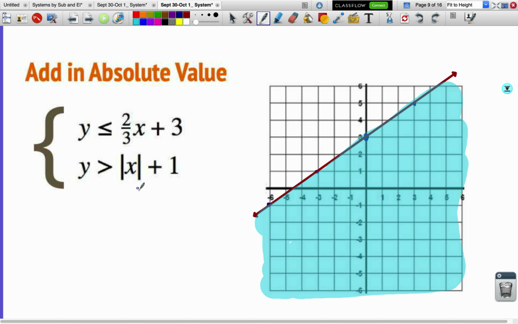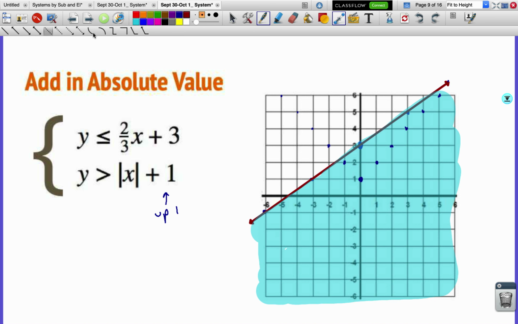Here, this is going to be a V-shaped graph that's been shifted up 1. So I've already memorized my parent function for a V-shaped graph. It's just got a vertex at the origin. Now that's been shifted up 1. The slopes on the sides are 1 and -1. This one should be connected with a dotted line because it does not have the or equal to.